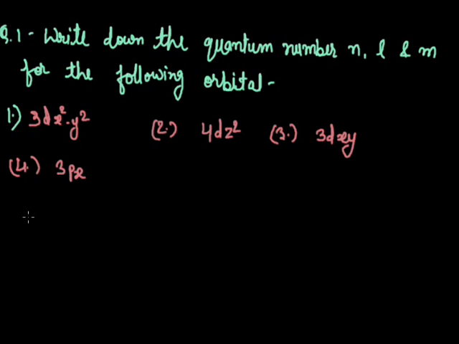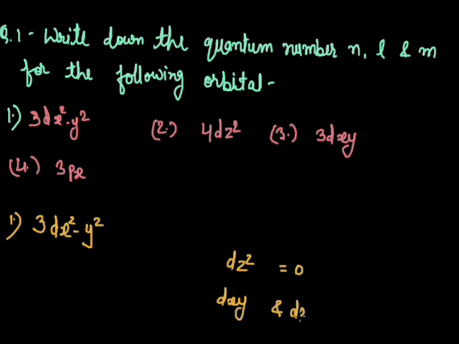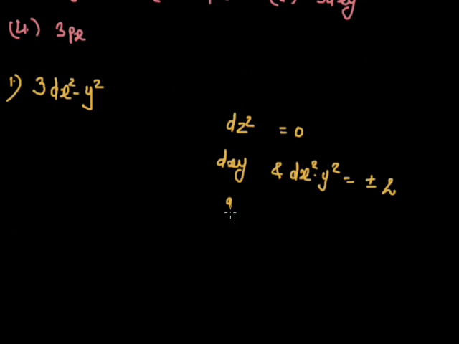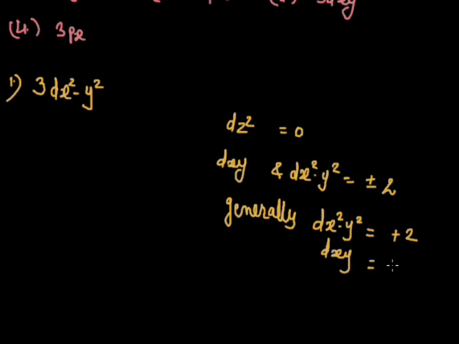So if we talk about 3dx²-y², we know it very well that the value of m for dz² is equal to 0, and the value of m for dxy and dx²-y² can be plus minus 2. But generally the value of m for dx²-y² is equal to plus 2, and for dxy it's minus 2.